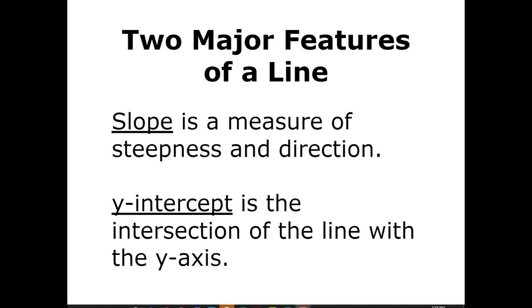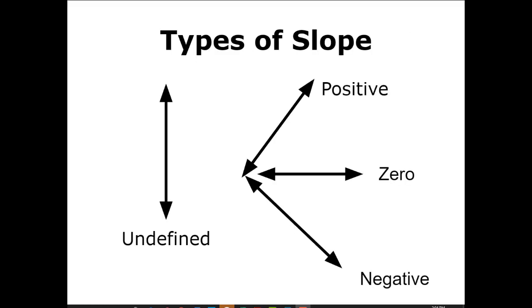So I want to start by just talking about two major features of a line. There are four different types of slopes. Let's look at this figure first. Here, if you see this line right here, we can see that this line tends to increase from left to right. As we go from left to right, this slope increases. When a line seems to increase, we would say that it has a positive slope. The exact opposite of that is when we get a line that seems to decrease. If a line decreases, then that is considered a negative slope.